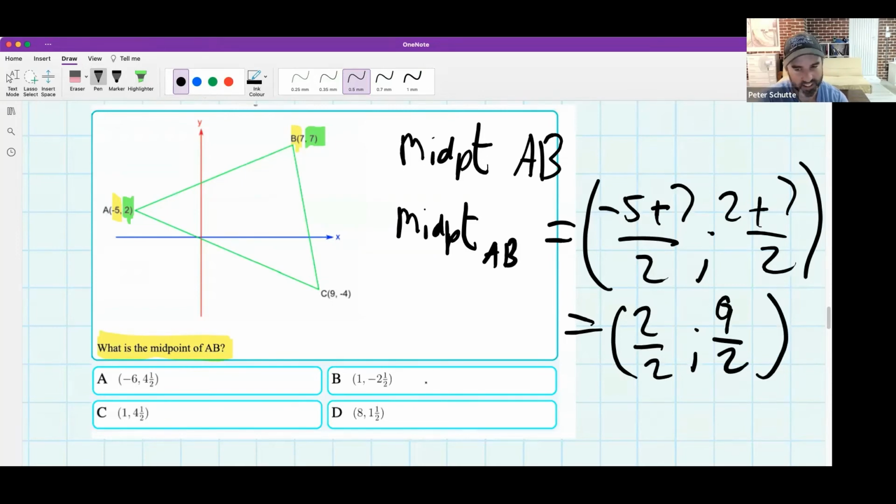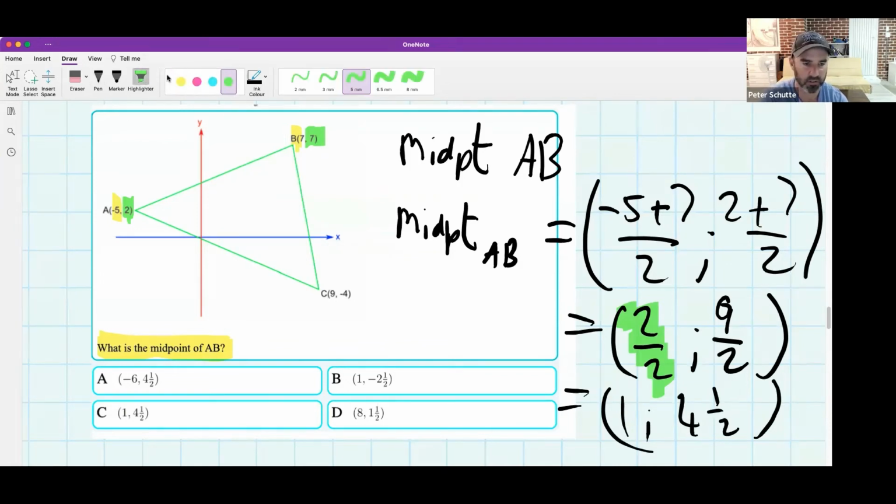But I don't see that yet, which means I may need to simplify. I think I can simplify that. So I get 1, and then the next one would be 4.5. Is there an answer that matches? I think there is. Is it C again? It is C. Okay, awesome.